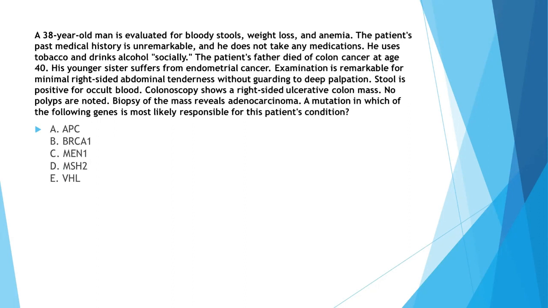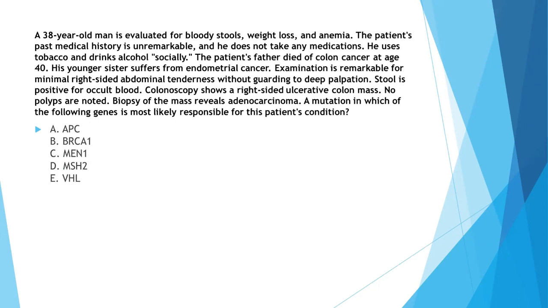An examination is remarkable for minimal right-sided abdominal tenderness without guarding to deep palpation. Stool is positive for occult blood. Colonoscopy shows a right-sided ulcerative colon mass. No polyps are noted. Biopsy of the mass reveals adenocarcinoma. A mutation in which of the following genes is most likely responsible for this patient's condition? APC, BRCA1, MAIN1, MSS2, or von Hippel-Lindau.